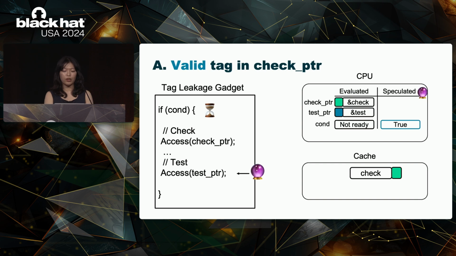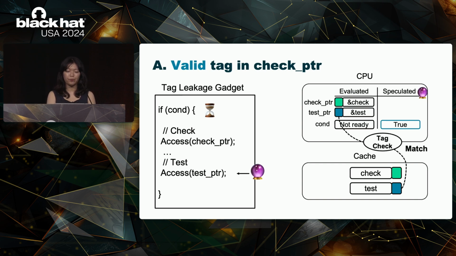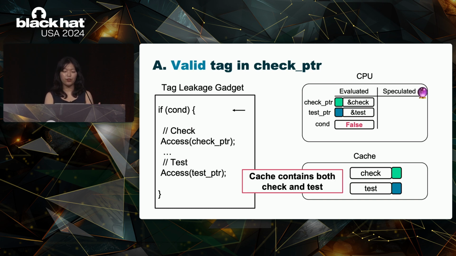And the test object is also loaded into the cache. And the tag check, of course, passes. In the end, when the condition value is later evaluated as false and the CPU reverses the execution, the cache would contain both the tag and test objects.